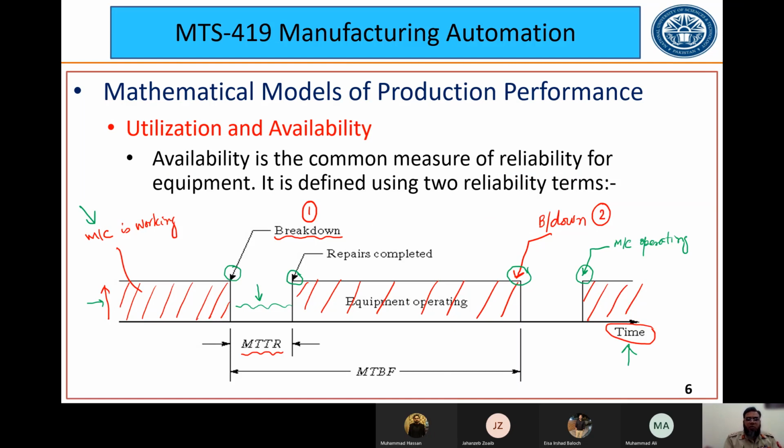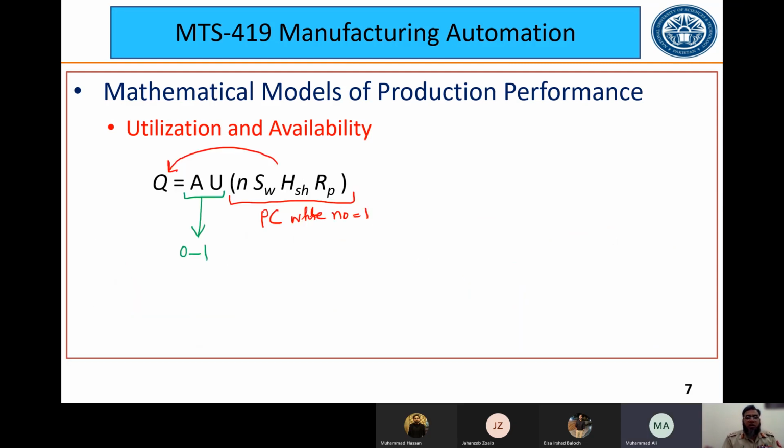जी, ये वाली आपको कॉन्सेप्ट समझ आ गया यूटिलाइजेशन एंड अवेलेबिलिटी का? Yes, sir. Okay, so let us move forward.